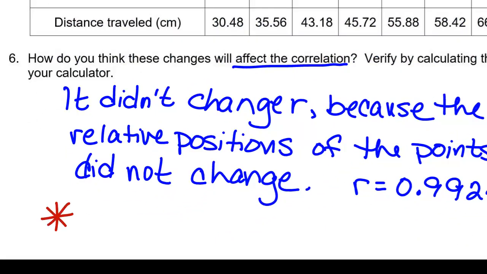Make yourself a big note here. This is important. Changing units does not change R.